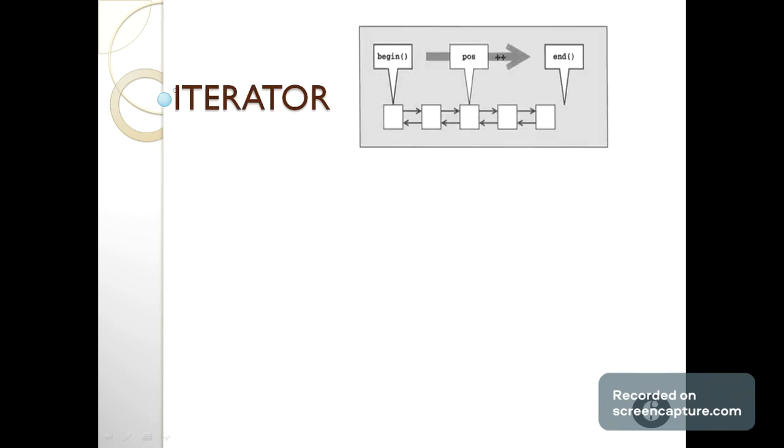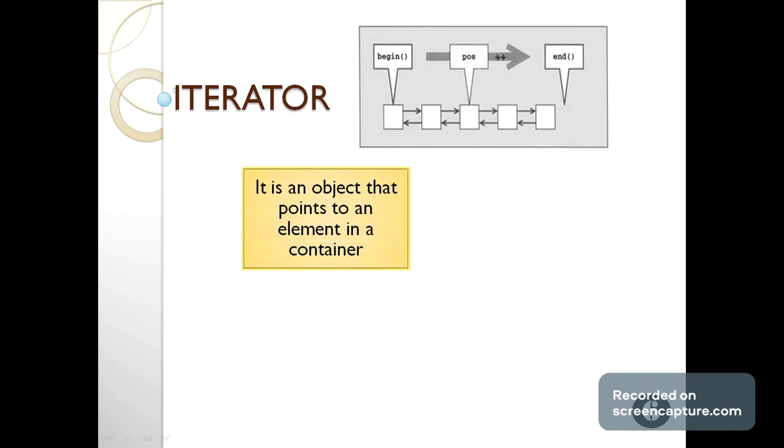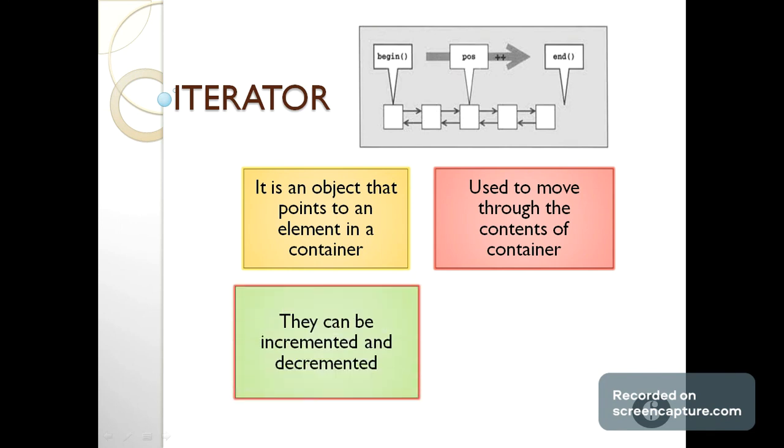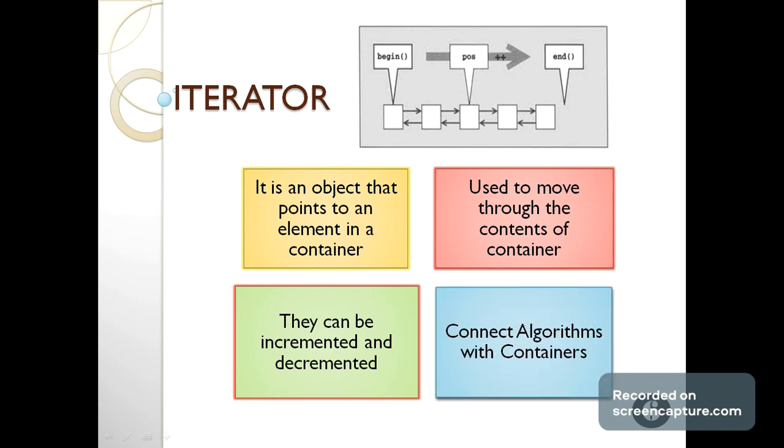Lastly, we have the third component of STL, that is the iterator. By its name itself, it iterates, which means it moves around. For example, as shown in the figure, you have begin, position, plus plus, and end. That means iterators can move from the beginning position to the end position. An iterator is a pointer which points to an element inside a container, and it is used to move throughout the contents of the container. As it is allowed to move, it can be incremented and decremented, and these connect the algorithms with the objects stored inside the containers.